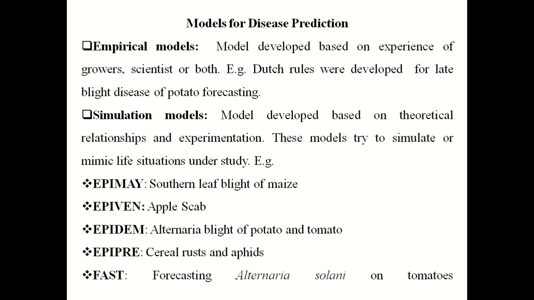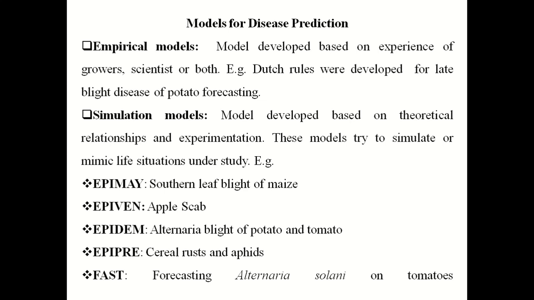Generally two types of models exist: the empirical model and the simulation model. Empirical model is a model developed on the basis of growers' or scientists' experience. For example, the Dutch rules developed for the forecasting of late blight disease in potato. Simulation model is developed on the basis of theoretical relationship and experimentation. Here different examples of simulation models are given, and they may be asked in MCQ form in examination. So first, EPIMAIZE.